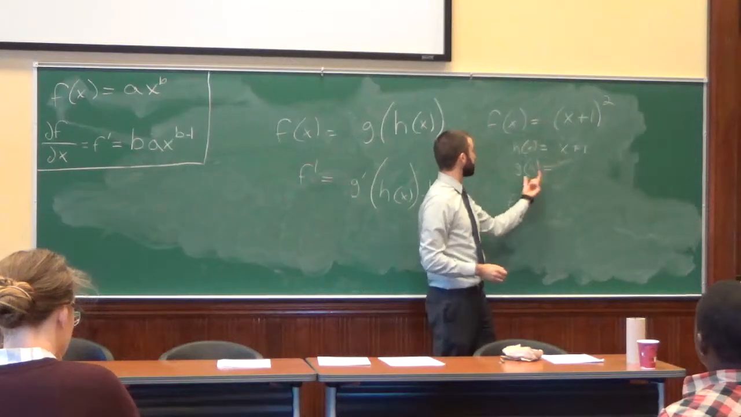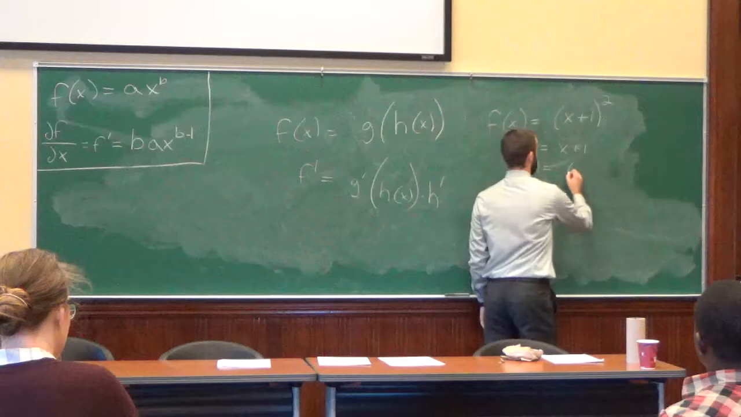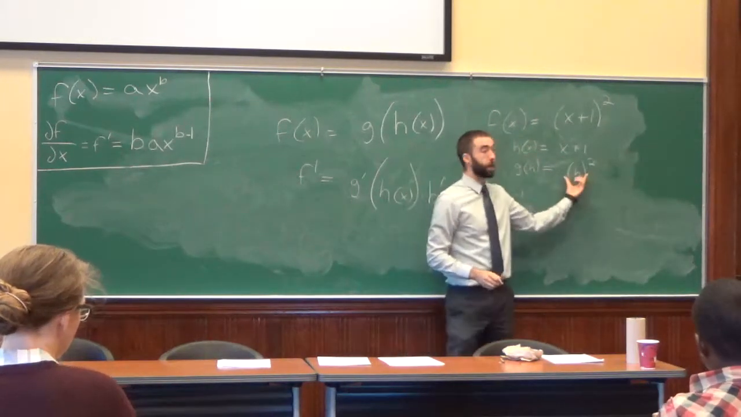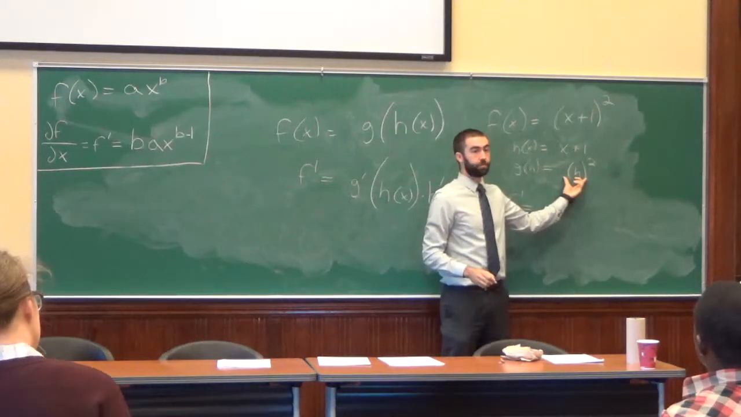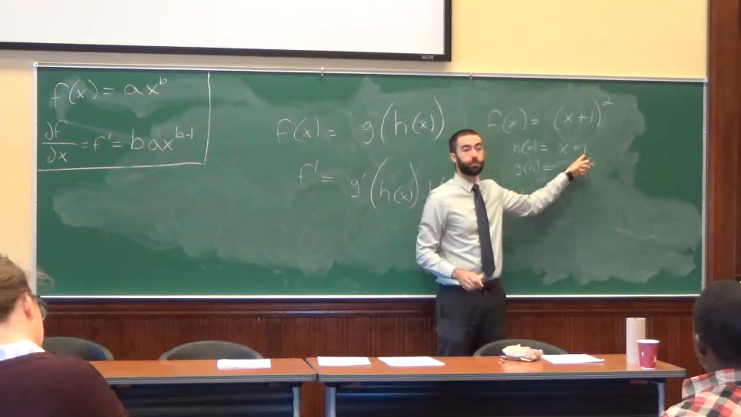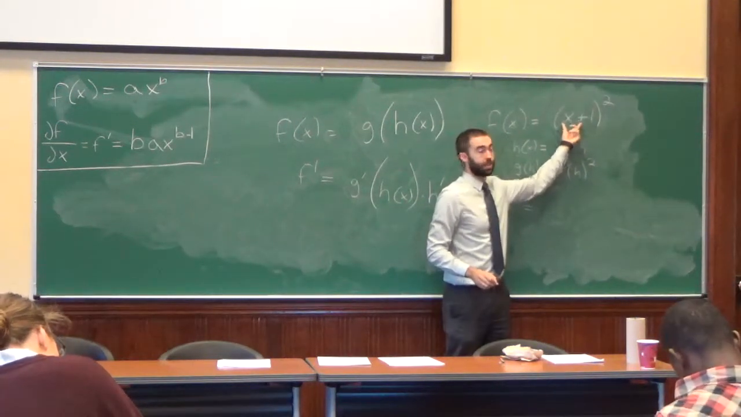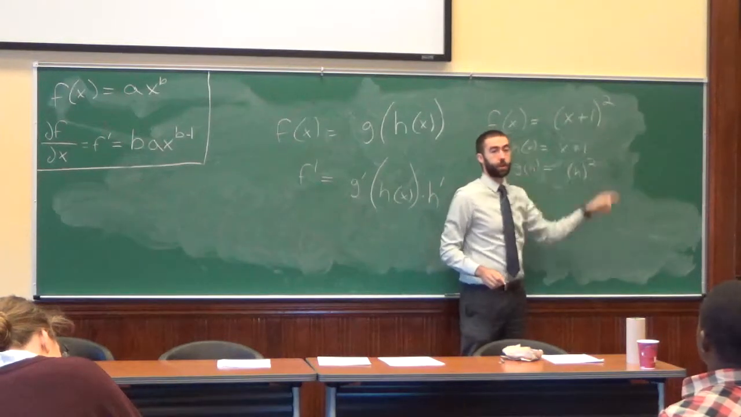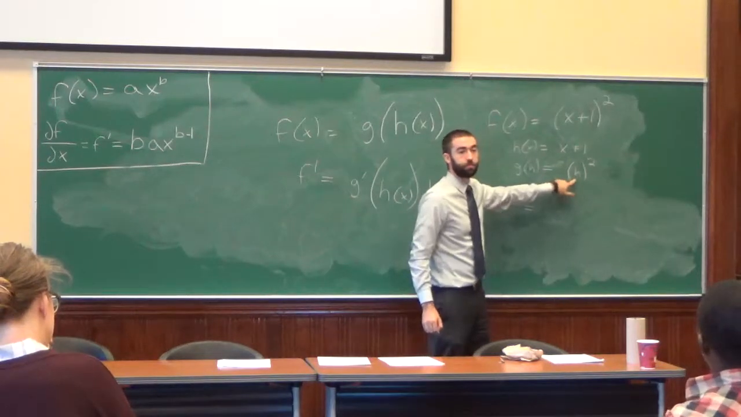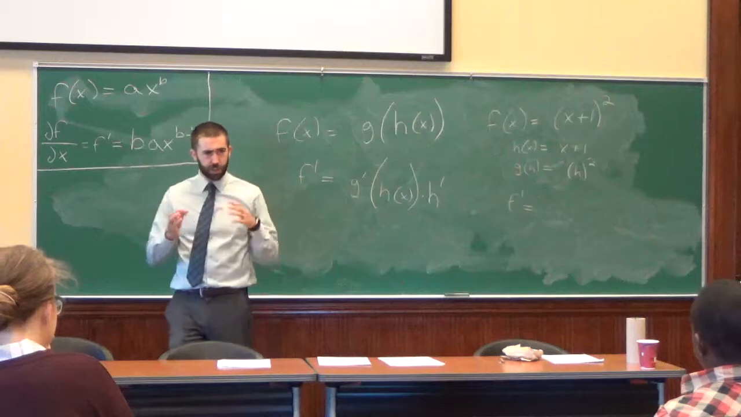So then if that's the case, what's the outer function? We would say it's h squared. So the outer function is the square. The inner function is x plus 1. So x plus 1, that's a function, h. It's inside of another function, which is the square. So you basically have h squared. Does that make sense? Do you see the inner function and the outer function?